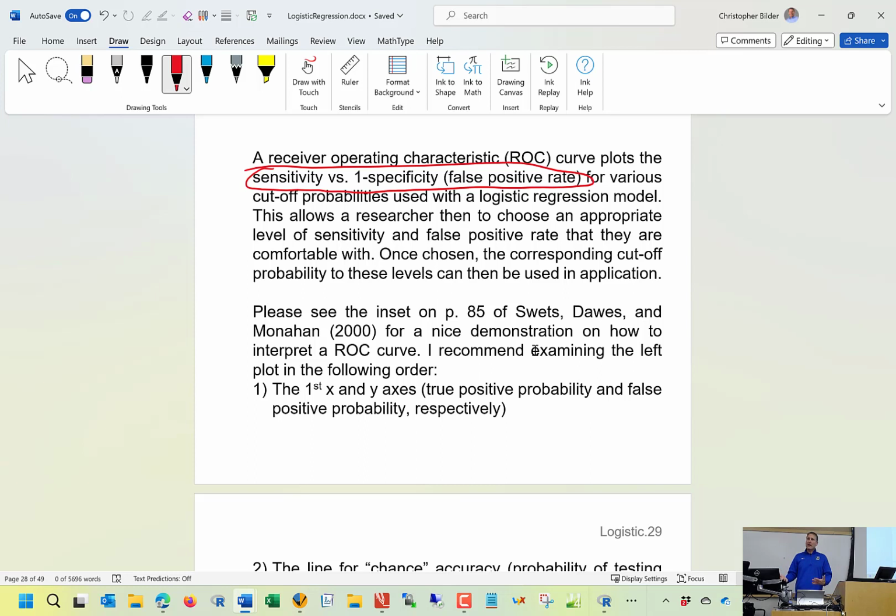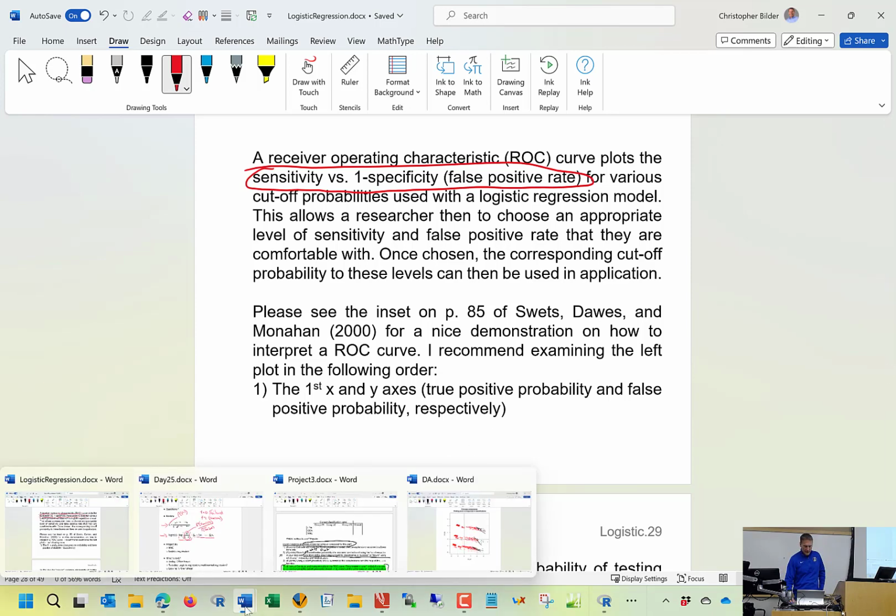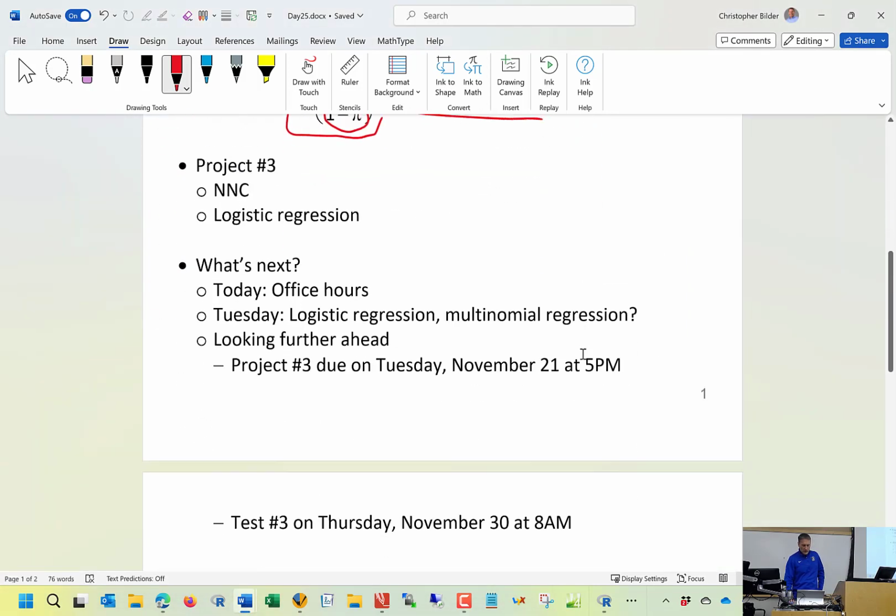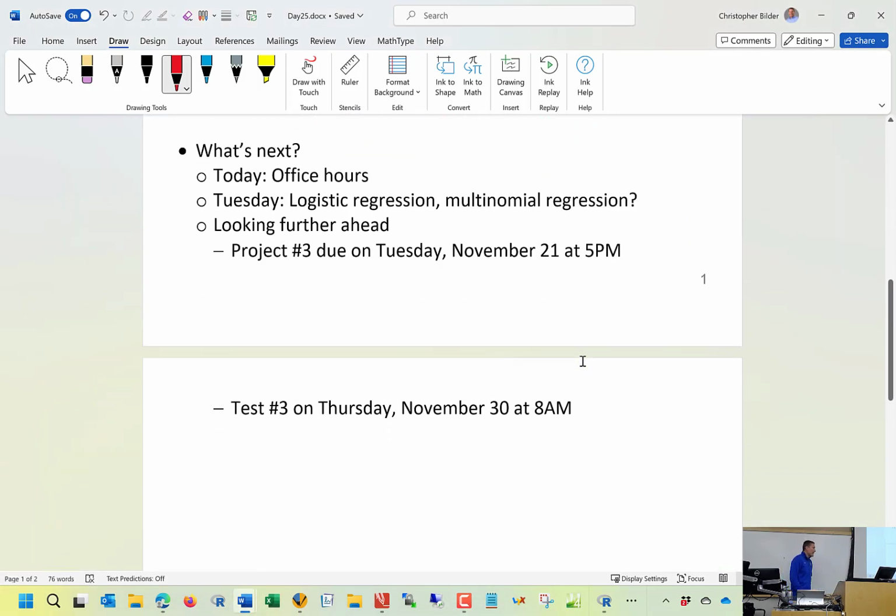And so as you can imagine, that's going to help you see, okay, if I have a sensitivity of this, what am I giving up in terms of my false positives? If I have a sensitivity of this, what am I giving up in terms of my false positives? And from that, you can say, okay, I can live with that, so I'm going to choose a cutoff probability of 0.8. That's how it works. We are out of time, though, essentially. So we're not going to get to that today. We will next time.